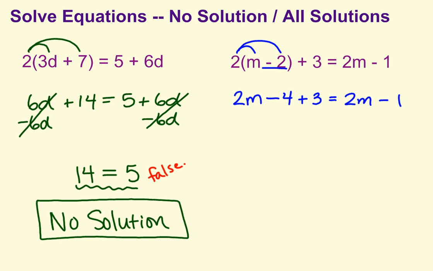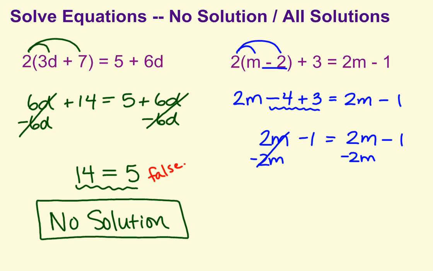Now before I start solving, I want to clean this up a little bit. I do notice that we've got some like terms on this side of the equation. Let's go ahead and put those together. So we have 2m, negative 4 plus 3 is a negative 1, equals, and then you have a 2m minus 1 on the right. Now if we continue solving like we did on the other one, we would subtract 2m from both sides to get those together. You want to get your variable on the same side.